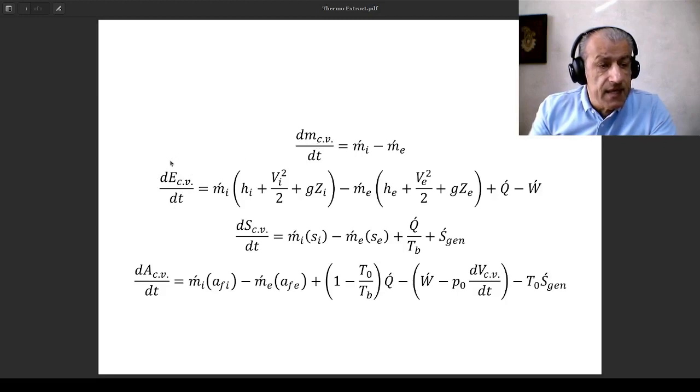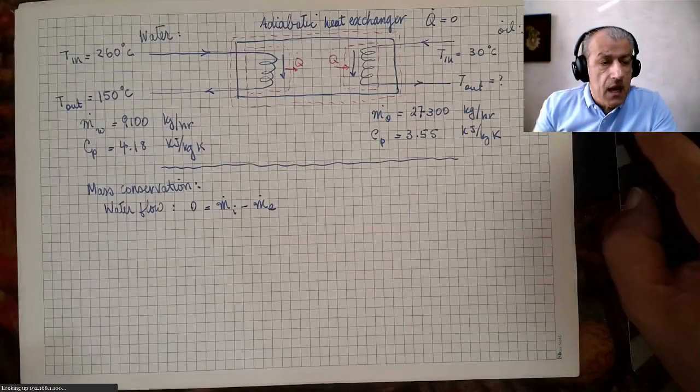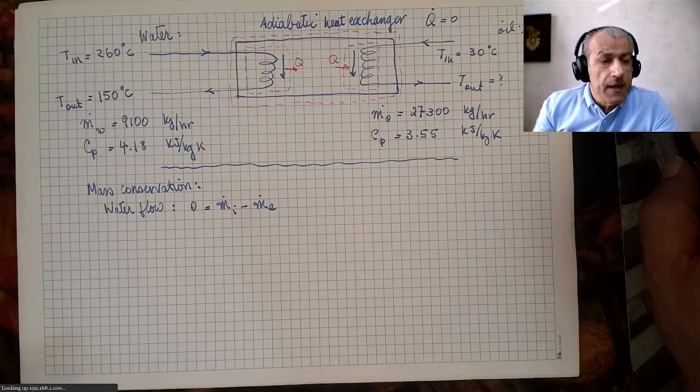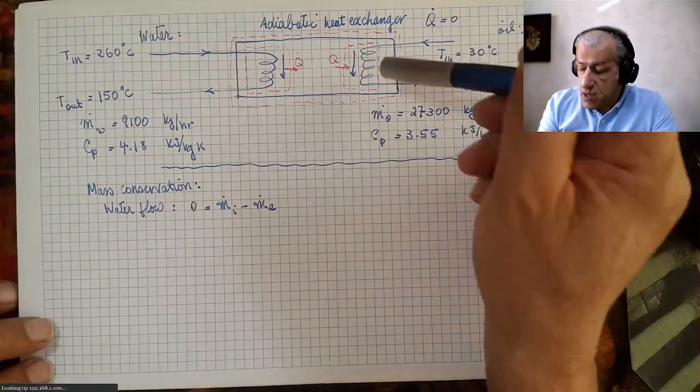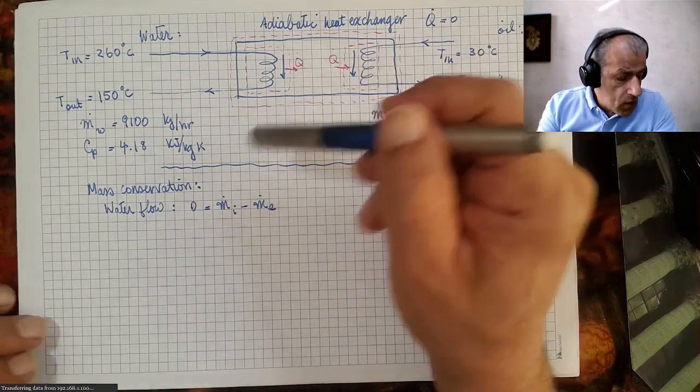Since it's steady, the left-hand side is 0, and for the second law of thermodynamics, the left-hand side would be 0 as well. For all this problem, work is 0. For any equation that we write for this problem, work is 0. So we have 2 distinct 0 terms. One is work, and the other are the left-hand sides of all 3 equations. So let's return and see how we can write the mass conservation law for the oil side.